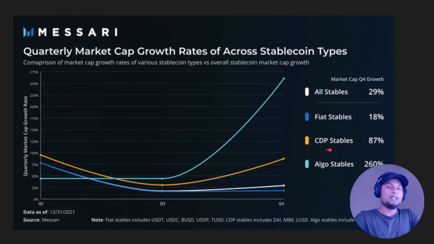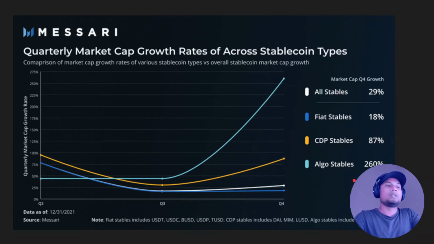Okay, CDP, which is the collateral debt position, like I showed you, MakerDAO and so on. Meme, Magic Internet Money, grew by approximately 87%. And algorithmic stablecoin went ballistic, parabolic, as you can see over here. Look at this. There's no comparison. 260% growth in market cap in Q4 2021.